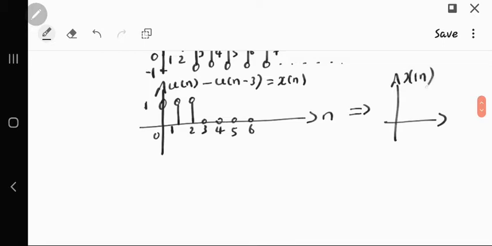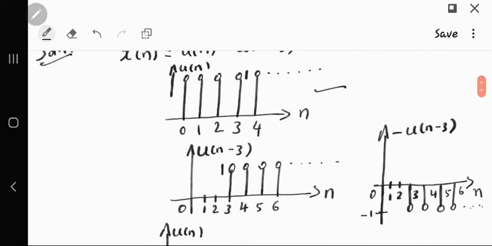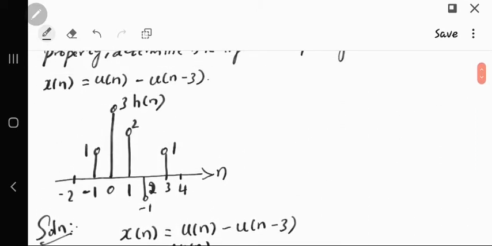So x of n will be present only at 0, 1 and 2. The same signal I have just written for simplicity, for my convenience. Now observe, x of n is having only 3 samples. So go to this one, h of n. This one is having 1, 2, 3, 4, 5 samples.